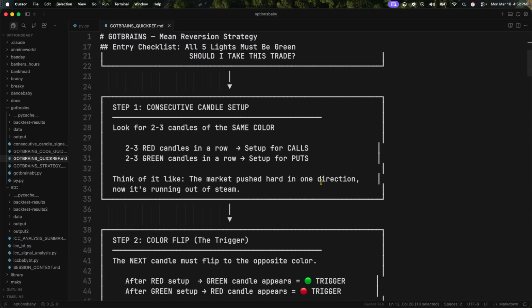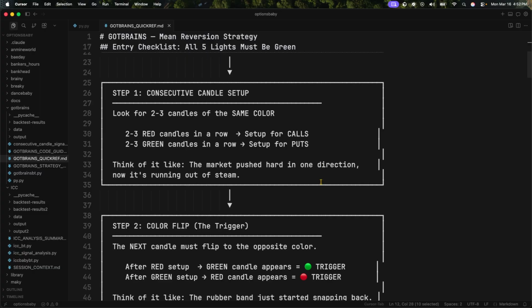So this is how we actually get into the trade. I talked about it with y'all before, but I want to get into it so you can actually see what we're talking about. We're going to be looking at 2 to 3 candles of the same color. So it could be 2 red candles in a row. That's going to be a setup for a call, because we're going to bet that the market is going to bounce.